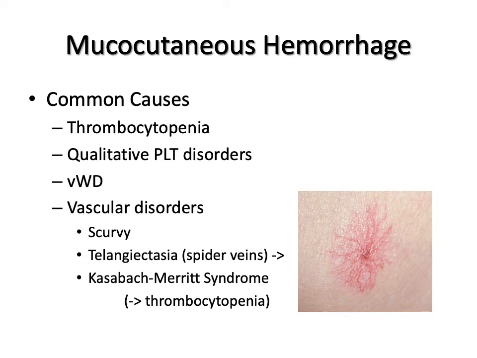Scurvy is a disease resulting from a deficiency of vitamin C or ascorbic acid. A lack of vitamin C can result in decreased collagen production, which can lead to fragile capillaries and subcutaneous bleeding. Telangiectasia is a condition characterized by dilation of the capillaries, which causes them to appear as small red or purple clusters, often having a spidery appearance. We will discuss Kasabach-Merritt syndrome on the next slide.